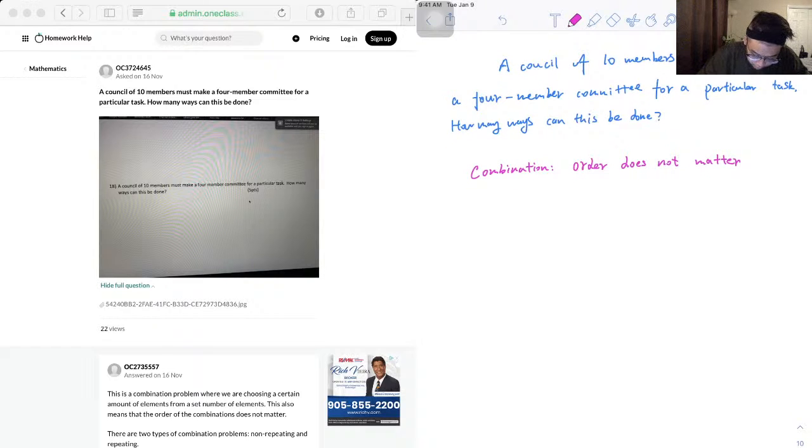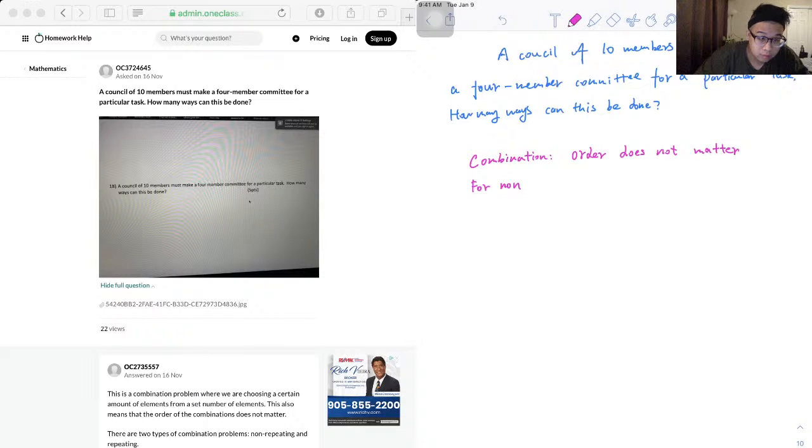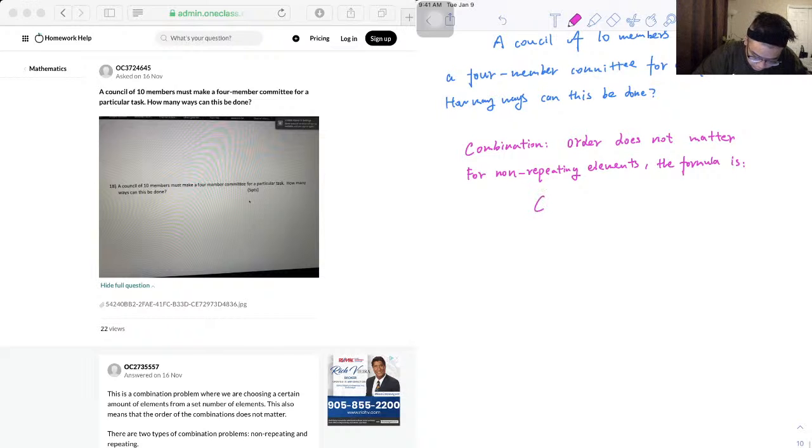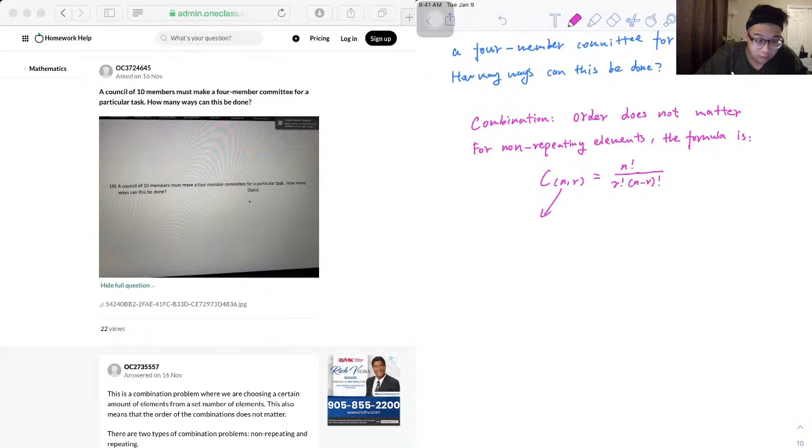And coming up we have our formula. For non-repeating elements, the formula is C(n, r) equals n factorial over r factorial times (n minus r) factorial, where n is the number of elements to choose from, and r is the number we will choose.